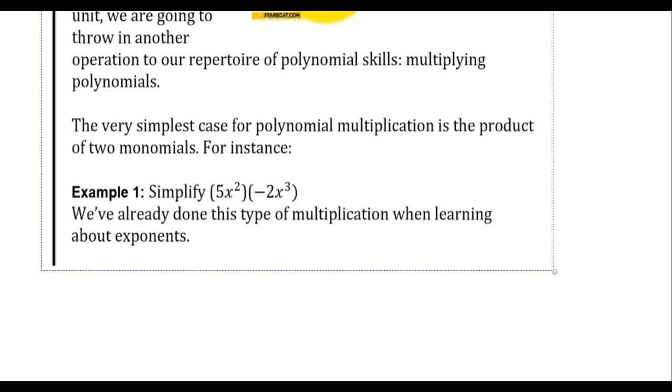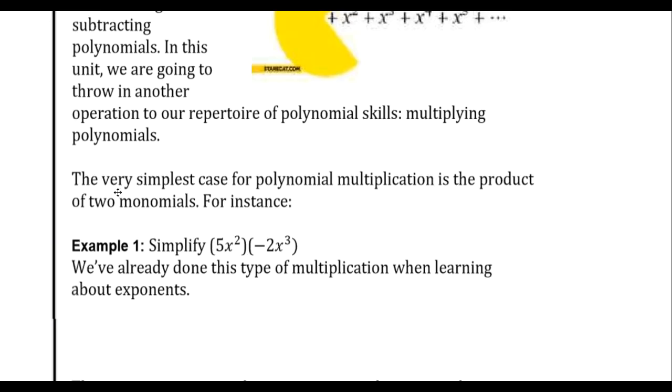The simplest case is if you have multiplication of two monomials. Remember, monomial just means it's one term. There's no addition or subtraction sign separating the pieces of the expression. So I've got, in this example, 5x squared times negative 2x cubed.